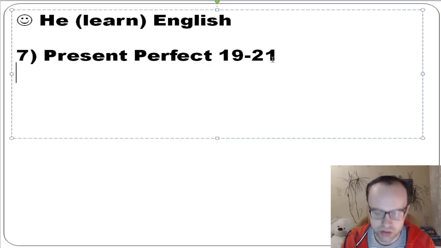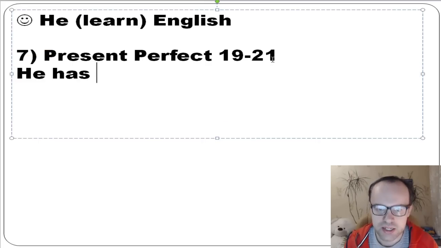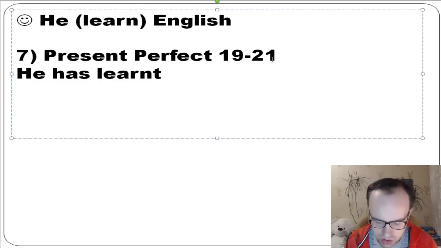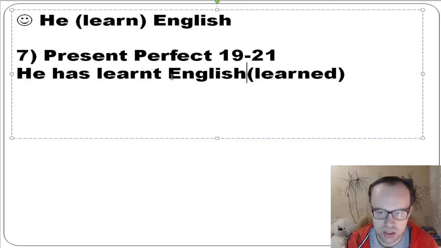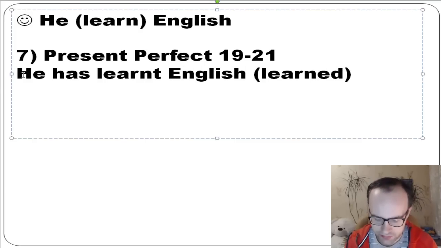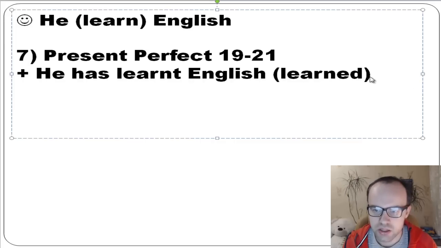Okay, so he has, so we need have or has, and the third form, learned. So it can be learned or learned. You know that we talked about it, that these verbs can be regular or irregular, so it's okay too. He has learned English. Okay, let's look at its negative form.